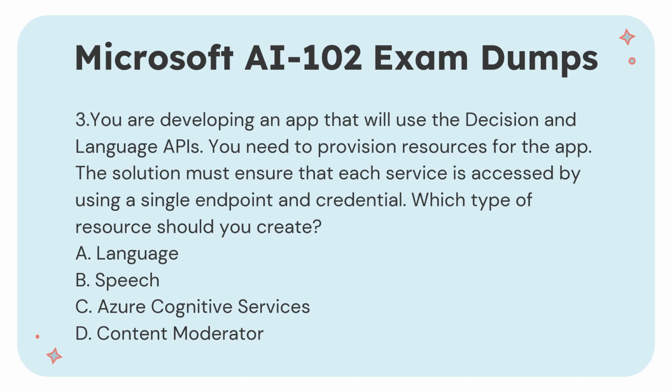3. You are developing an app that will use the decision and language APIs. You need to provision resources for the app. The solution must ensure that each service is accessed by using a single endpoint and credential. Which type of resource should you create? A. Language. B. Speech. C. Azure Cognitive Services. D. Content moderator.